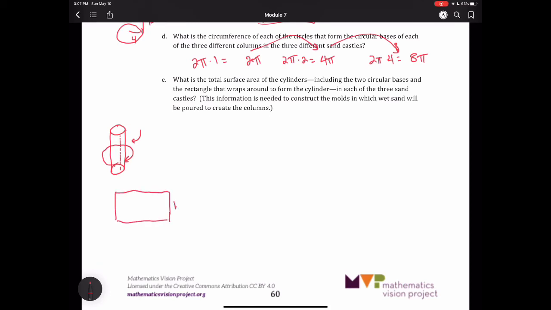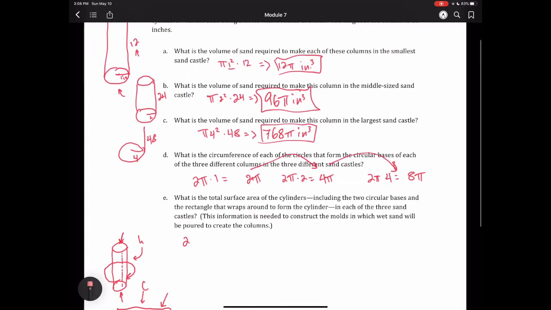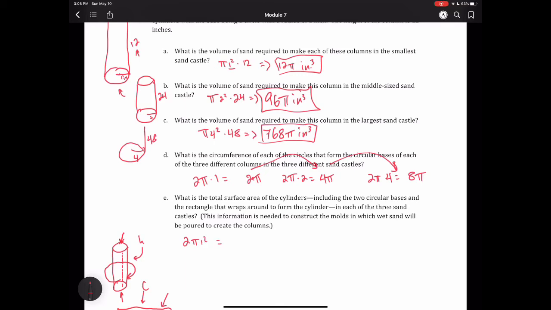And the rectangle would have the height of the cylinder, so whatever that height is, and this side right here would be the circumference of our circle, okay? So when we're finding the surface area, we just have to find the area of both of our circles, and then the area of this rectangle and add them together. So we know that our circles on the top and the bottom are going to have the same area, so I am just going to multiply the area of one of them by 2. So it'll be 2 times pi r squared, which is, in this case, 1 squared, right? So we'll have 2 pi for the area of the first one.